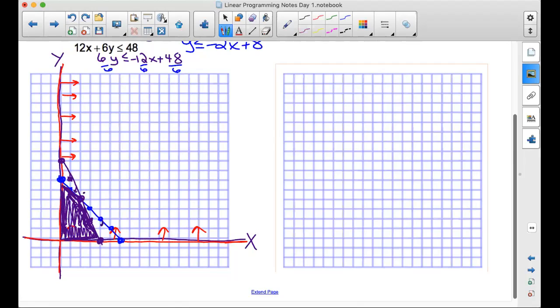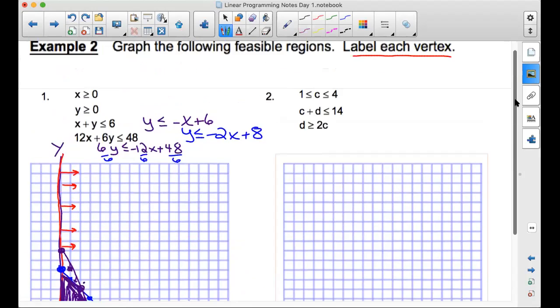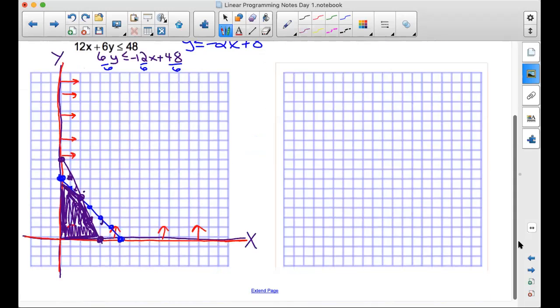The last part of it said label each vertex, or label the vertices if I wanted to pluralize it. So underneath, I would just place those vertices. How many are there? How many times do they meet? Lacey, how many vertices do you see? 3. So we got 3. Can you give me them, Lacey? 1 is 0, 0, because it meets right there at the origin. That's where x and y are greater than 0. Okay, there's another one. 4, 0.